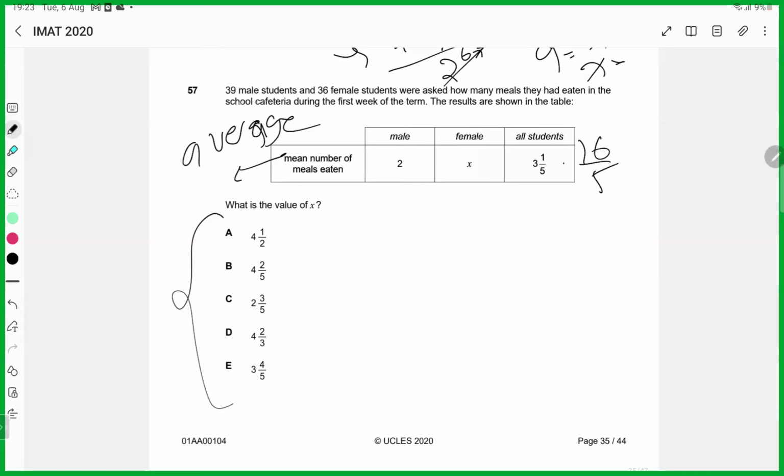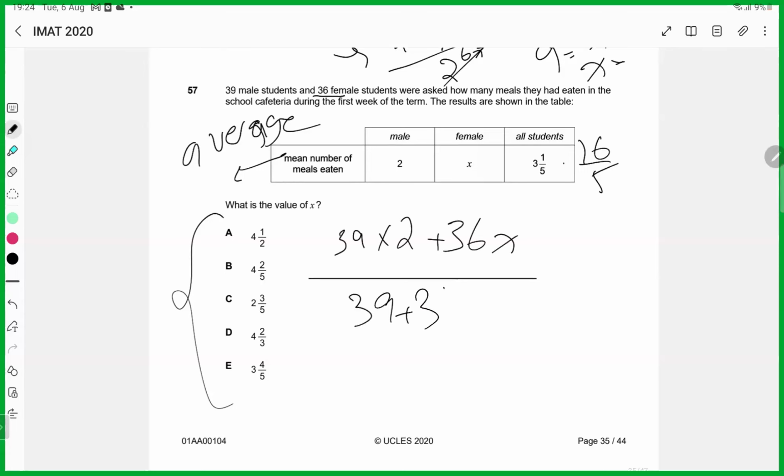So 39 times 2 plus. The females are x and the number of females is 36. 36 times x, over the total of them, means 39 plus 36, equals the average of all students, because here we have males and females, and here males and females. And here the total of the students equals 16 over 5.